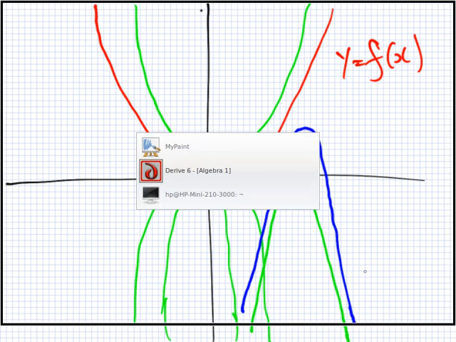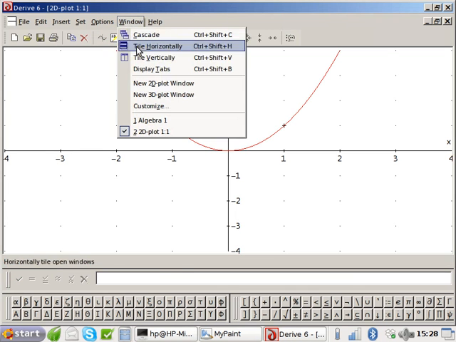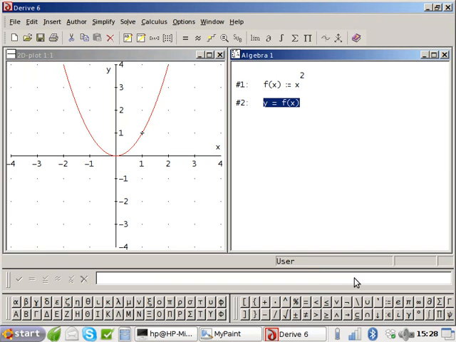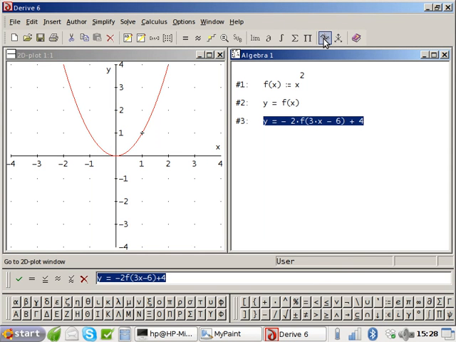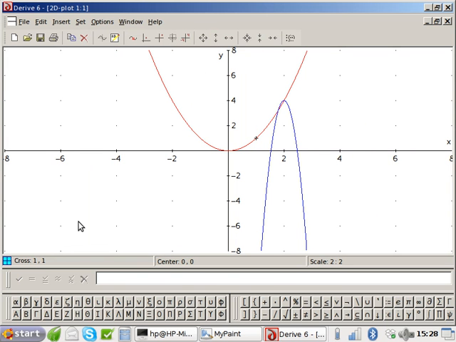Let's have a look. Right, so f(x) was x squared, y equals f(x). So there it is. Now, the next one I want to draw is the graph which is transformed. So, what is it? Give me the original: minus 2 f(3x minus 6) plus 4. Probably something like that. Alright, let's zoom out a tad. So I got it. Nice. Satisfying.